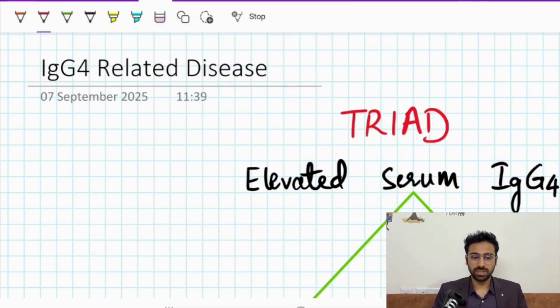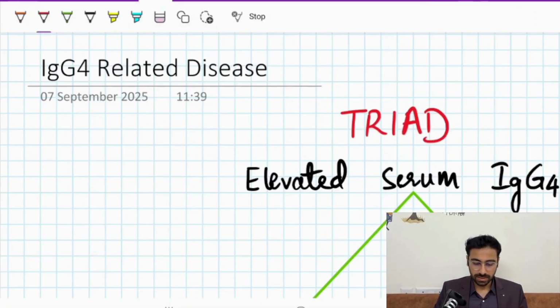Today, we shall discuss a very important topic of IgG4 related disease. Now, IgG4 related disease is a very important topic for clinicians, for pathologists, for radiologists, and researchers alike. So, without further delay, let's study the radiological manifestations of IgG4 related disease.